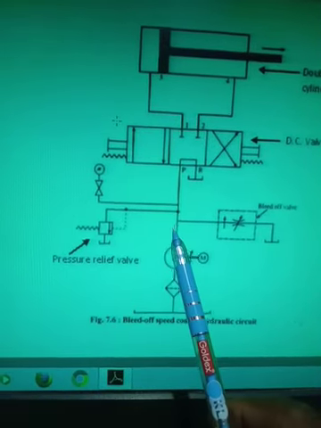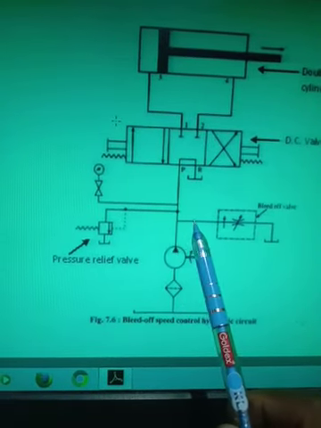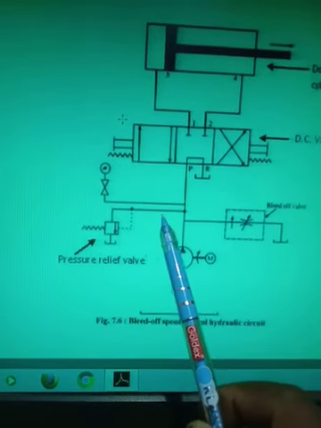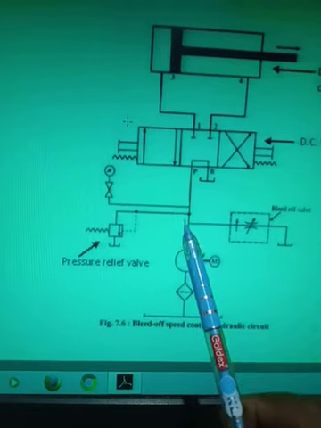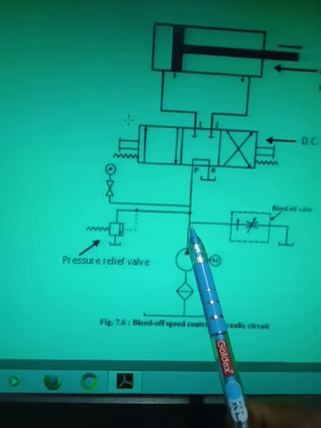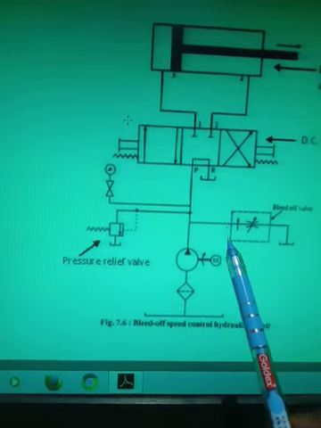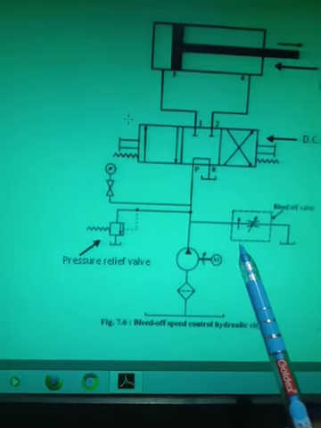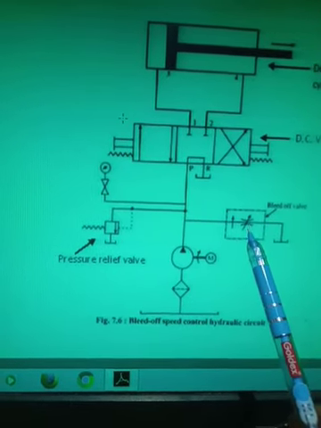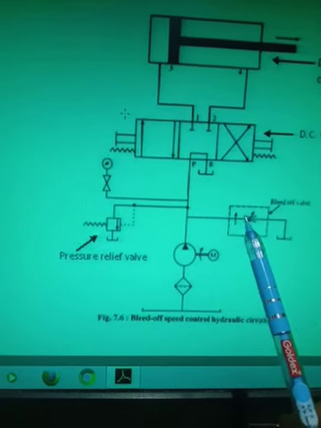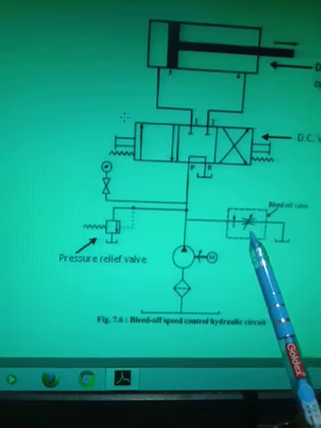And you can see here there is another line. This is interesting. This is a new thing. Before going to the pressure relief valve, or before going to the system, I have connected one line, and here I have provided the flow control valve. And this flow control valve is, you can see this arrow, a pressure compensated flow control valve.